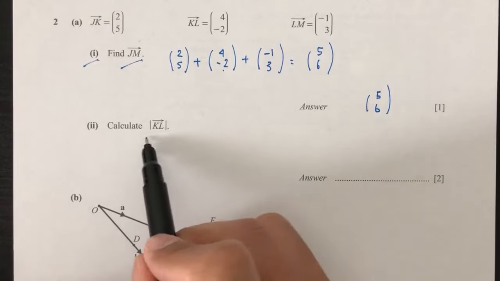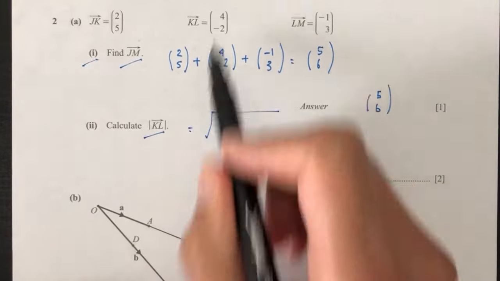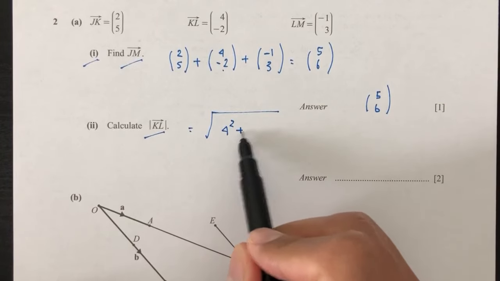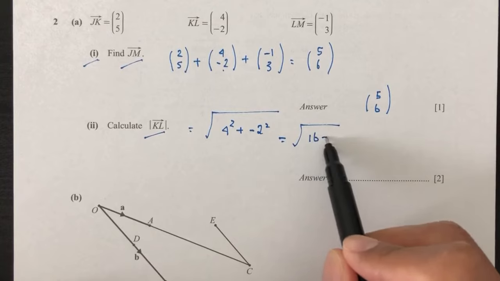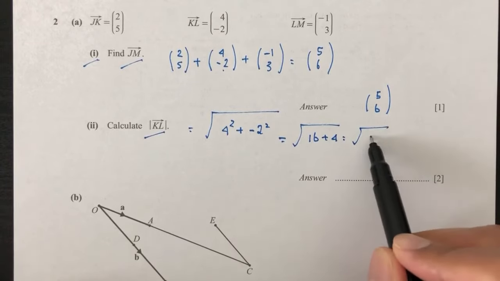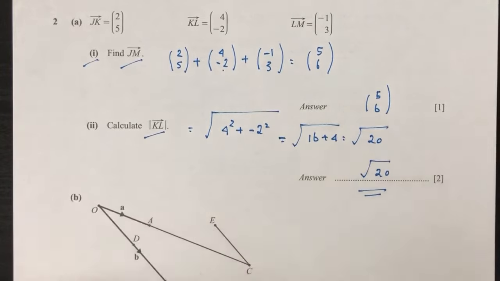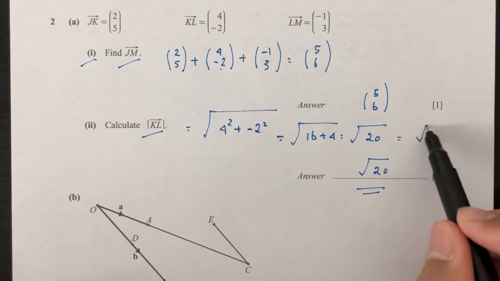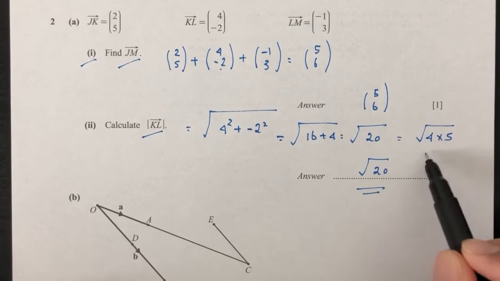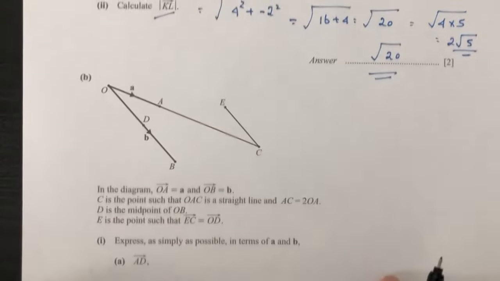Find the modulus of KL. So very easy. The modulus formula is the square root of 4 squared plus (-2) squared. That will be 16 plus 4, square root of 20. That will be your answer for part 2. You can always simplify this if you want to. 20 is 4 times 5, so it could be 2 square root of 5 if you want to. This one should be enough.